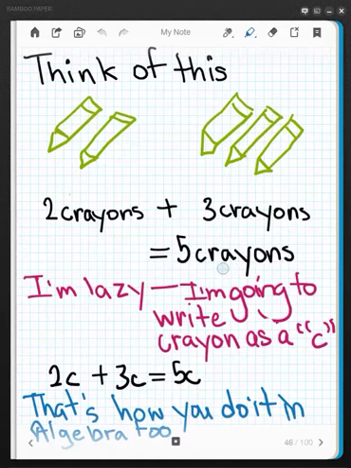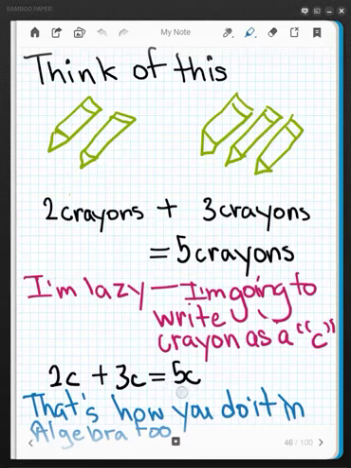Well, here I'm going to apply the idea of a variable. I'm feeling lazy. I don't want to write the word crayons, so I'm just going to write crayons with a C, right? Just make it simple. So I write 2 crayons as 2C plus 3 crayons as 3C equals 5 crayons as 5C. And that's how we do it in algebra.